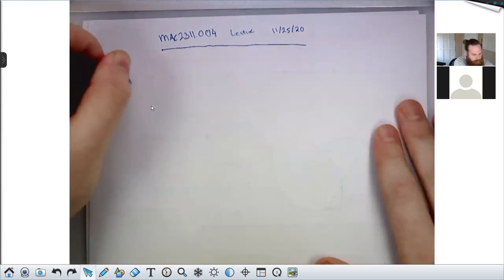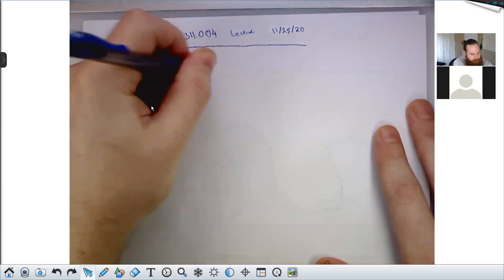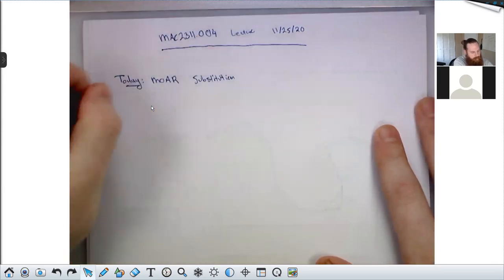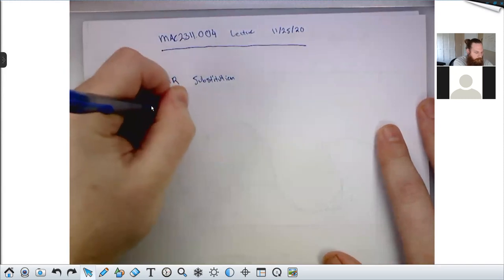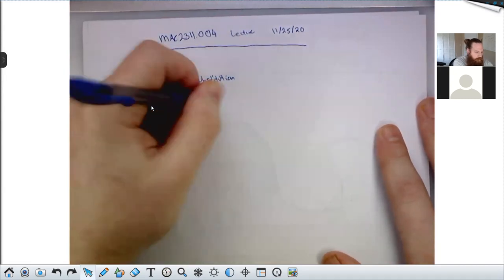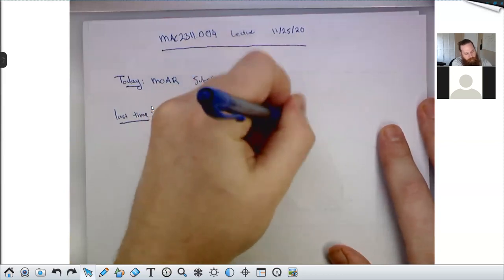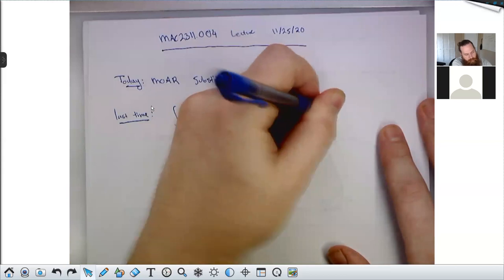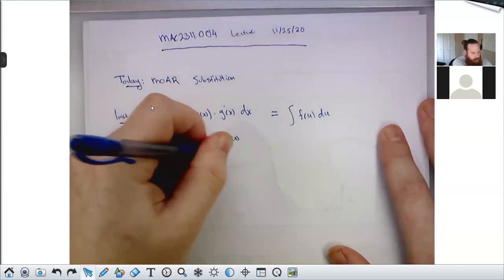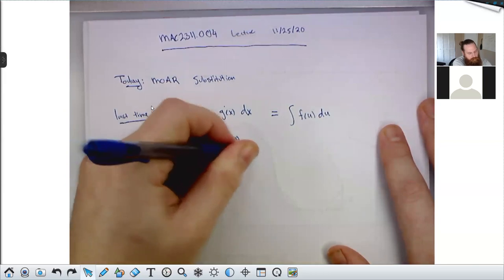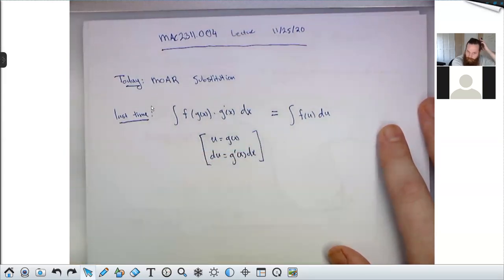Today we're going to talk about U substitution. Last time, we talked about how you can take an integral of the form f of g of x times g prime of x dx and rewrite it as the integral of f of u du by making the substitution u equals g of x, calculating the differential du as g prime of x dx. And we like to put this substitution work in a box because it's usually not very obvious, and then rewrite our integral.